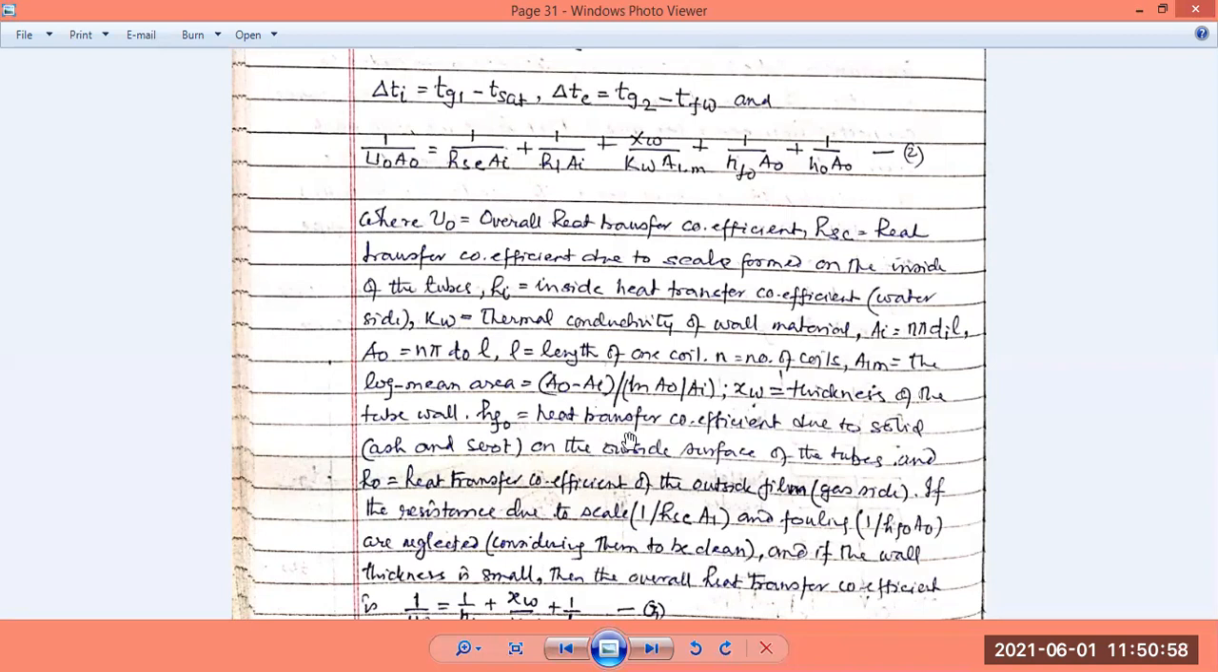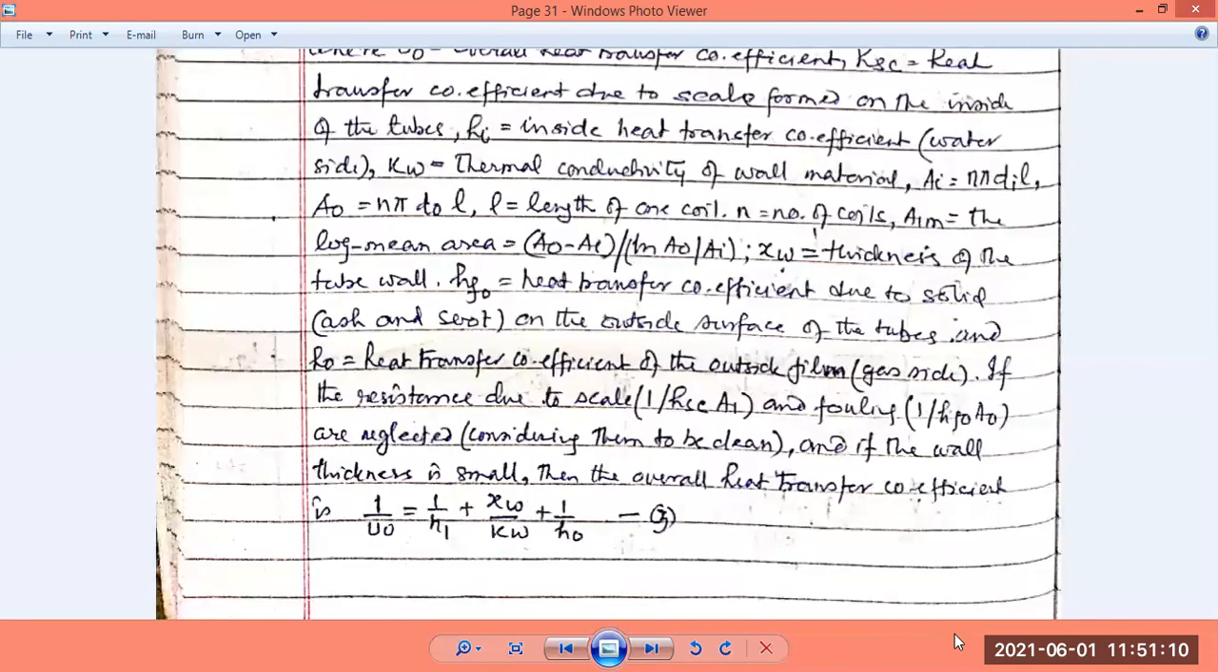Thus, the other is the heat transfer coefficient of the outside film. If the heat transfer scale and fouling are neglected, considering them to be clean, and if the wall thickness is small, then the overall heat transfer coefficient is 1 by U0 equals 1 by h1 plus xw by kw plus 1 by h0.